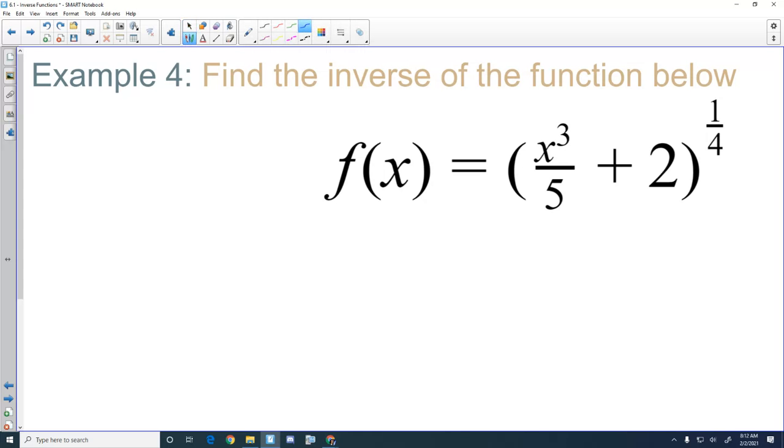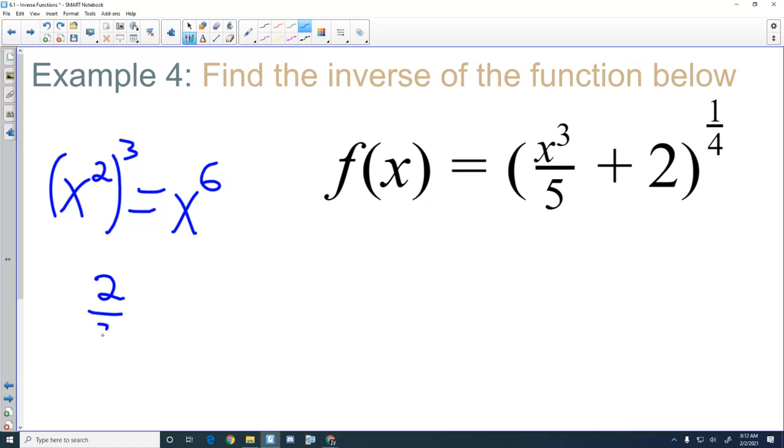To help you along, I'm going to remind you of some basic properties of exponents. If you have an exponent raised to another exponent, you multiply them, right? X to the second to the third would be x to the 6, because 2 times 3 is 6. Another thing I want to remind you of is if you ever want to cancel a fraction out, like 2/3, for example, by multiplying, you would multiply it by its reciprocal. So see if you can piece those two pieces of information together to cancel that out.